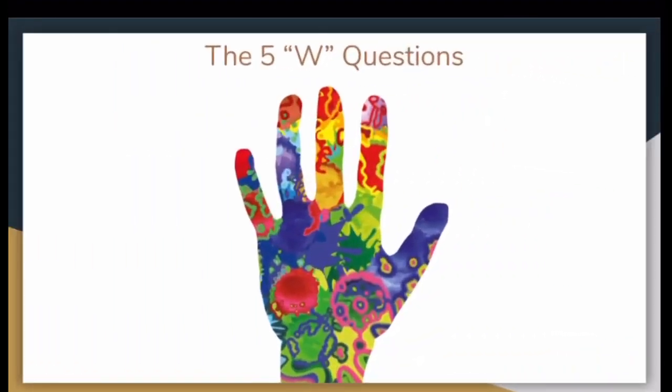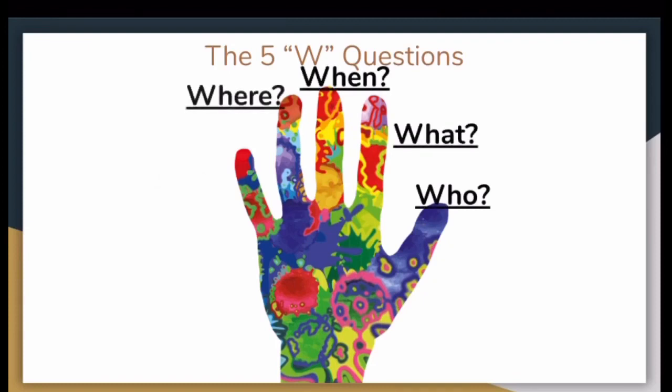The 5 W questions. Do you remember the 5 W's? Right. We have who, what, when, where, and why. Let's repeat that together. Who, what, when, where, and why. Those are the 5 questions we have to answer in all stories to have them be connected.